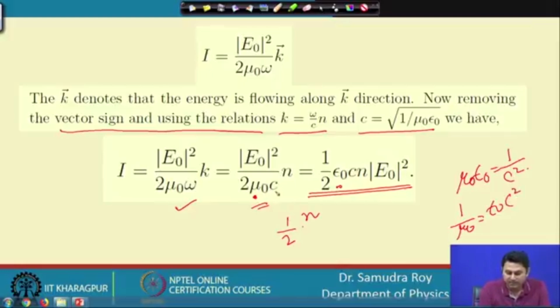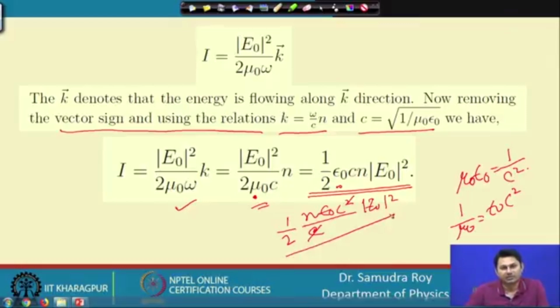So, when I replace 1 by mu 0 epsilon 0 c square, one c will cancel out. So, n and then I write epsilon 0 c square. In the denominator I have 2 c, and this c will cancel out, and mod of v square is there as usual. So, I have half n epsilon 0 c square. So, that is the expression we have. This is a very important expression. We are going to use this expression in many cases.